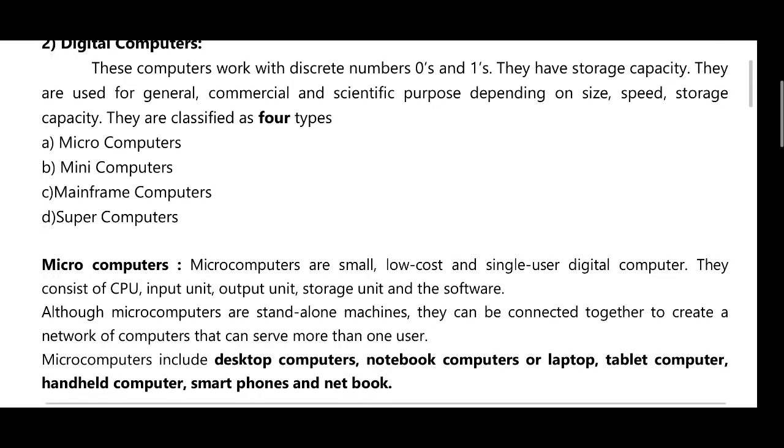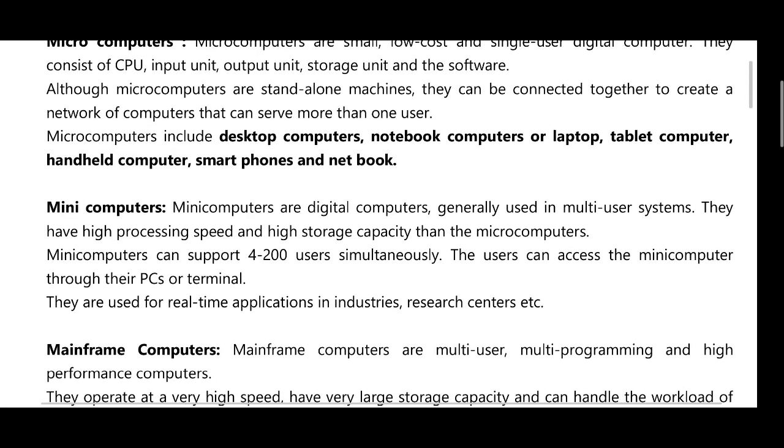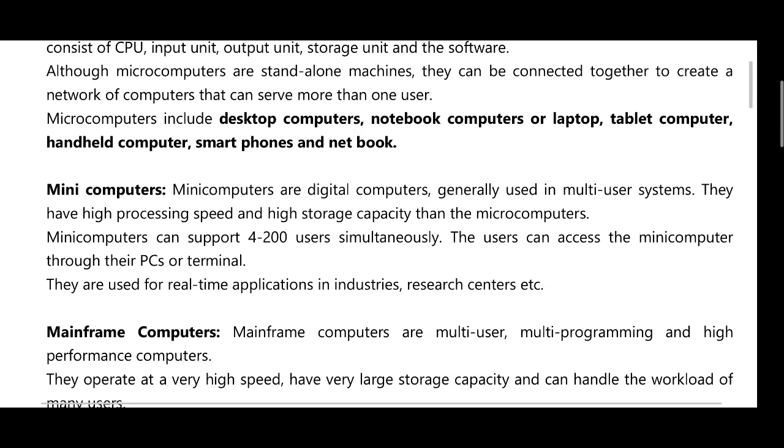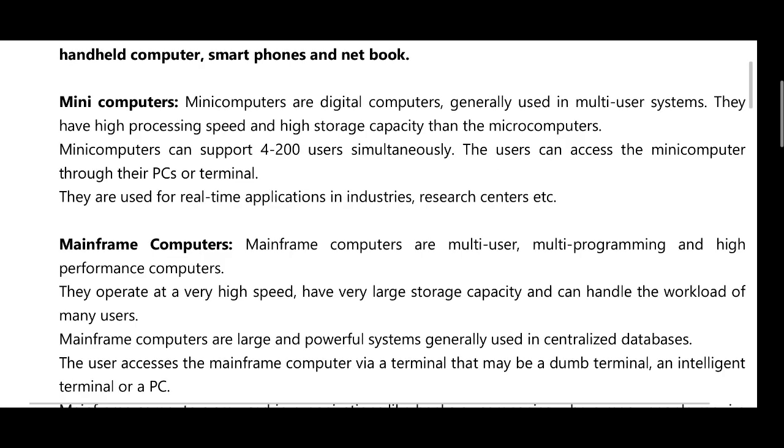Here, microcomputers are what we are using: PCs, laptops, notebooks. These are all the smartphones, the microcomputers. Minicomputers can be used by up to 200 users. This is used for industries and for real-time application purposes.